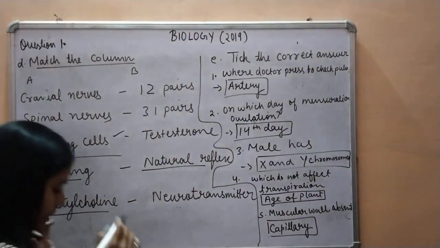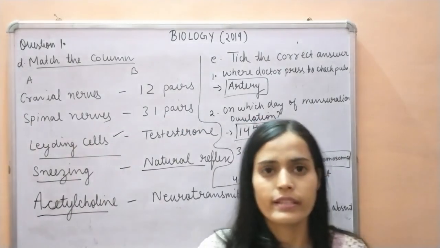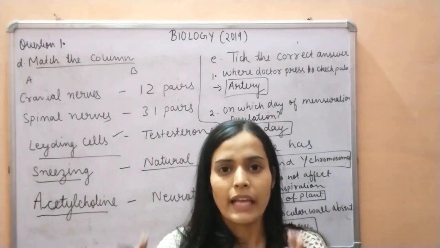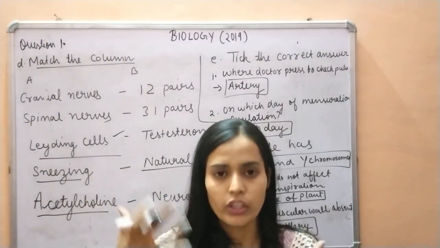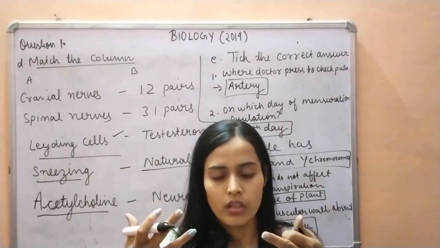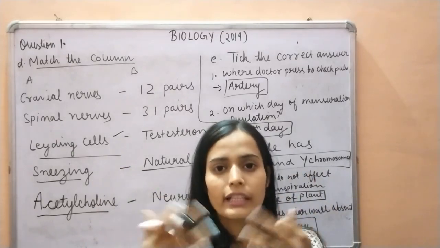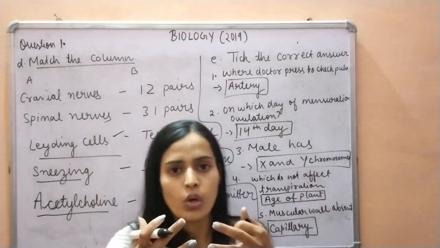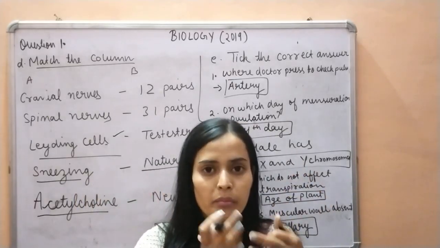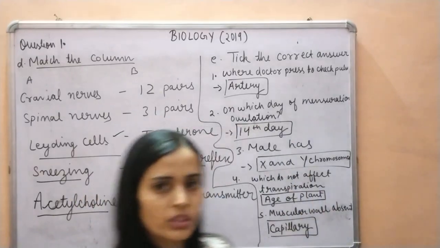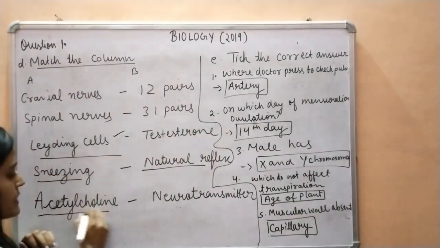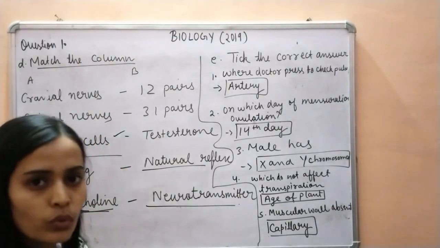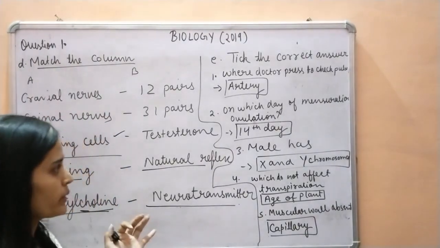Next is acetylcholine. I have already discussed it when we were discussing the nervous system. That time I told you the axon of one neuron attaches with the dendrite of another neuron and it makes a synapse. That time when there is an exchange of electrical impulse into chemical impulse, तो उस टाइम पे एक chemical जो synapse में present होता है, that is acetylcholine, that is known as the neurotransmitter. It is known as the neurotransmitter.